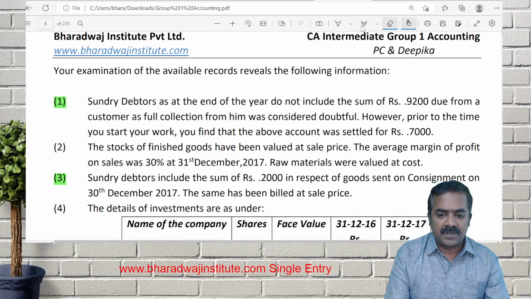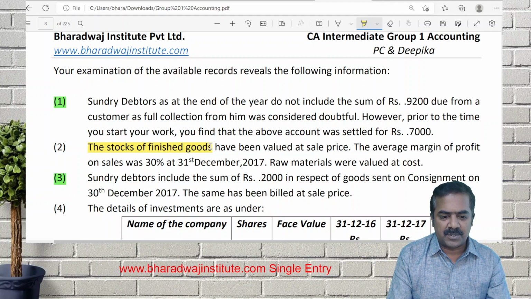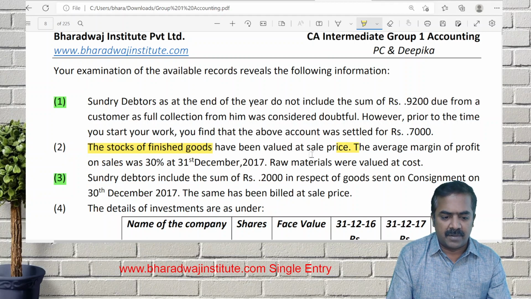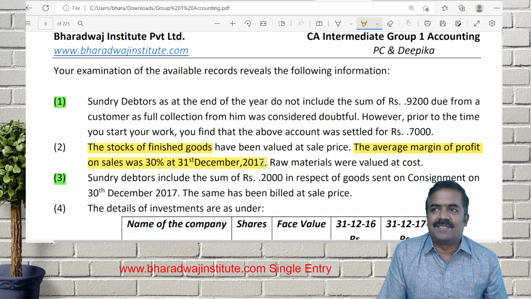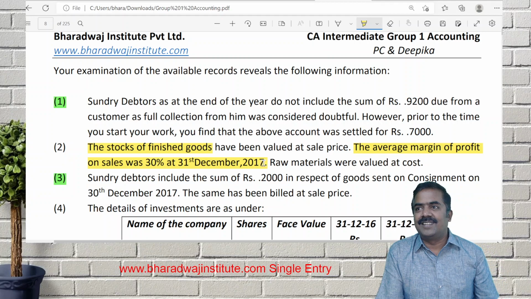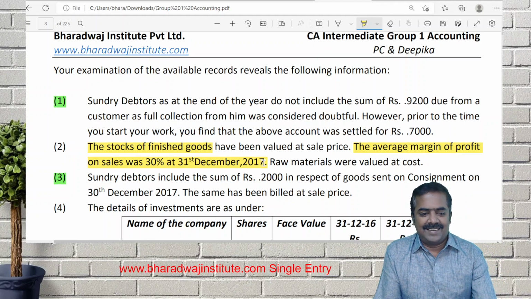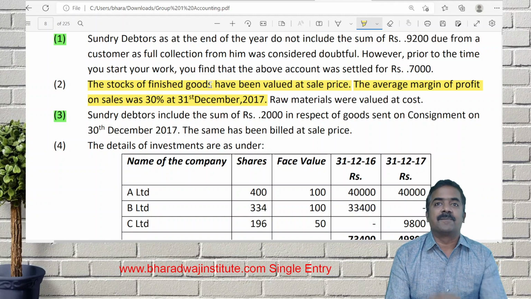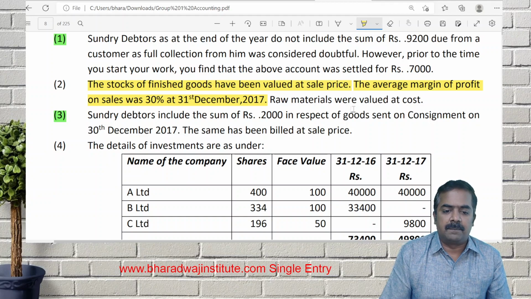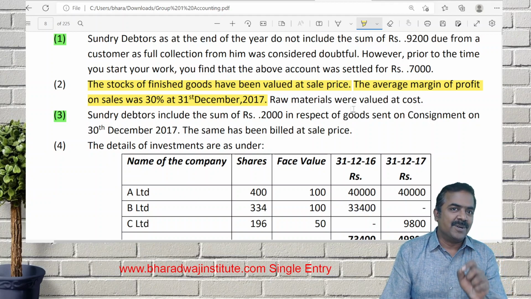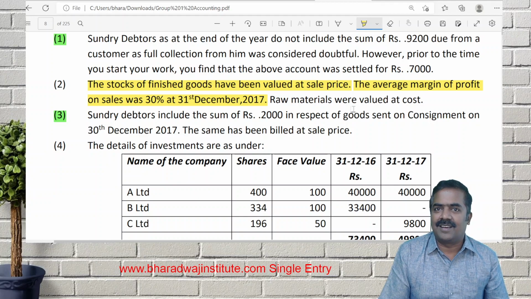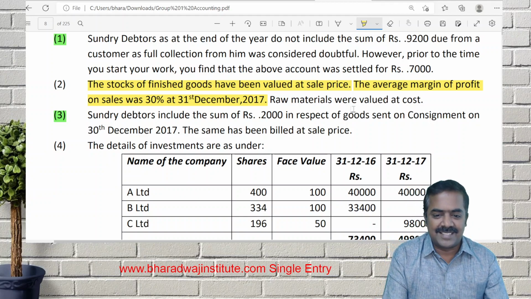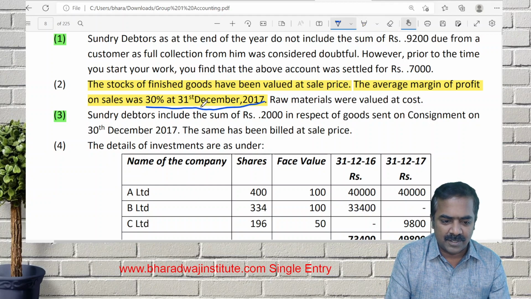2017. Look at the words used: the stocks of finished goods means both opening as well as closing stock has been valued at what price? Selling price. Average gross profit margin, this is 30%, given as on 31st December 2017. Is it for stock or profit margin? Point number 2, read it: stocks of finished goods had been valued at selling price. That sentence is complete. Next sentence, what did we give? Average margin of profit on sales 30% as on 31st December 2017. Okay, now do they mean to tell that closing stock is valued at selling price, or that profit margin is 30%? Profit margin is 30%. This is only to tell that it is a profit margin.